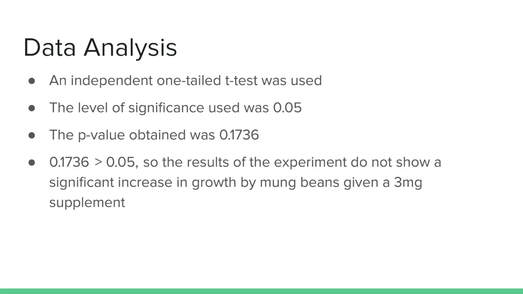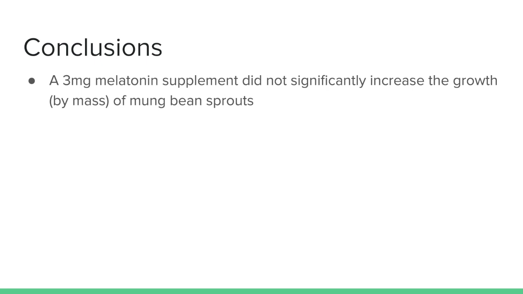Because the p-value was greater than the level of significance, the results of the experiment do not show a significant increase in growth by mung beans given a 3 mg melatonin supplement. This warrants a failure to support the alternate hypothesis. The results of this experiment show that the addition of melatonin to the mung beans during growth did not significantly increase their growth compared to the mung beans grown in only water. This is not the result that was expected prior to the experiment.